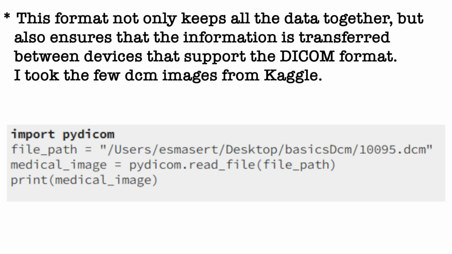So, a medical image can be converted with pydicom.read_file and then the file path, where you have to store the data. We have to give this code, then print that medical image. Now we are going to load the images in this DICOM format and retrieve or print the image with this print medical image format.